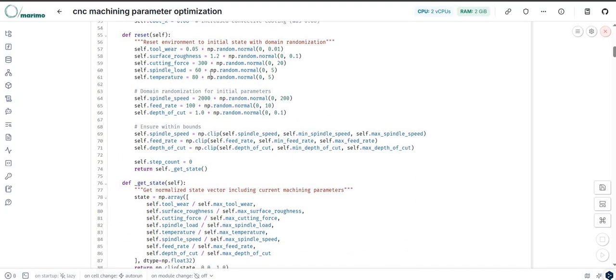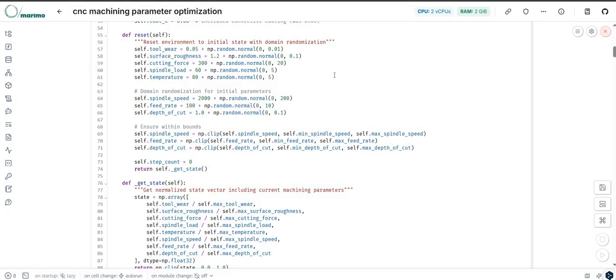Let's talk about the reset function. When we call reset, the environment goes back to a fresh state with some randomization. For instance, tool wear is set to 0.05 plus a small random noise. Surface roughness is 1.2 plus noise. Cutting force is 300 plus some variation, and so on for spindle load and temperature. The spindle speed, feed rate, and depth of cut are also randomized around their base values, but still clipped to remain within the safe ranges we set earlier.